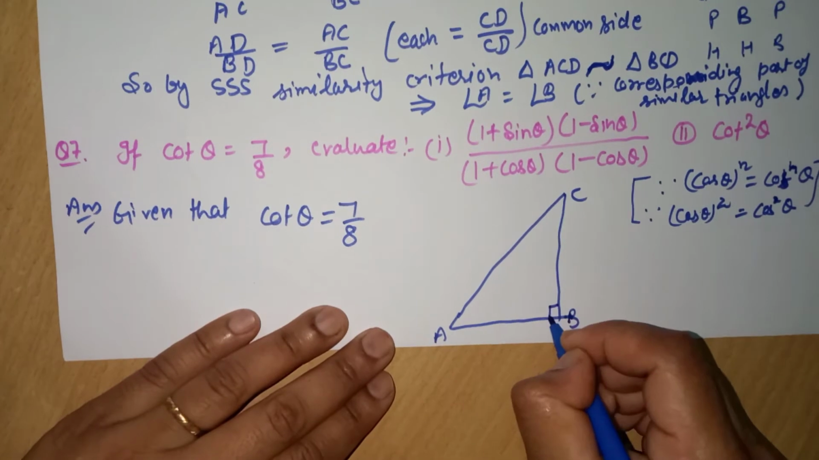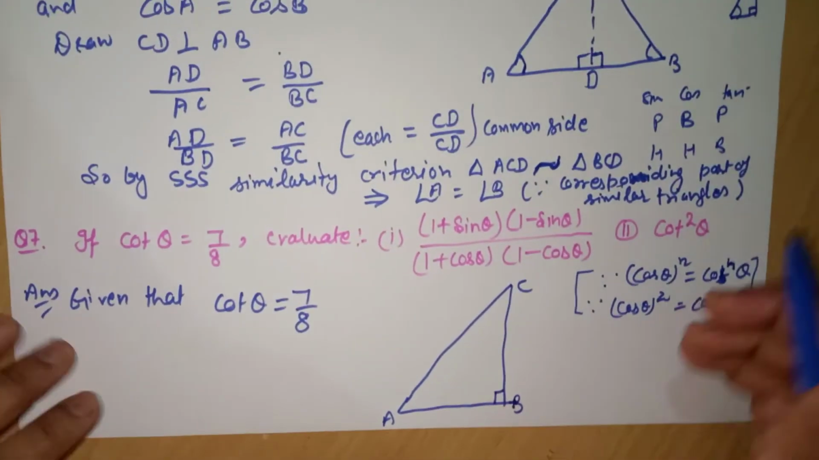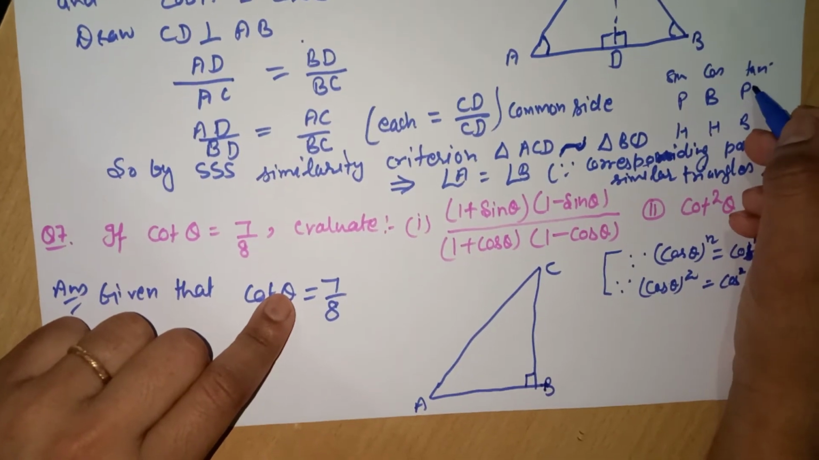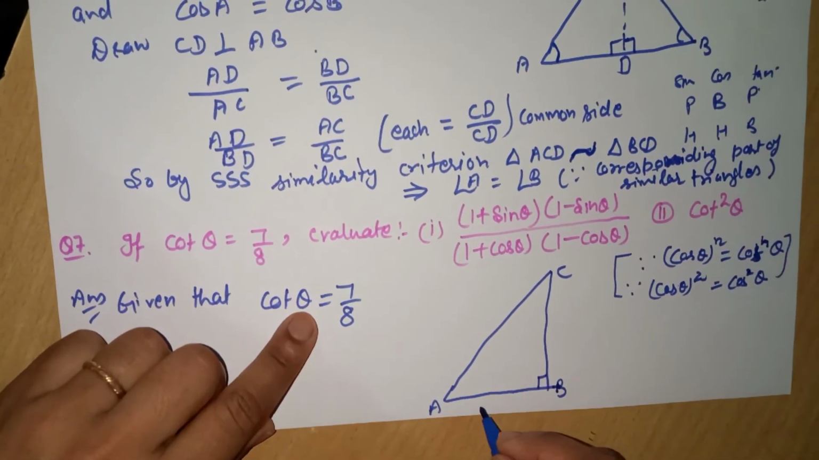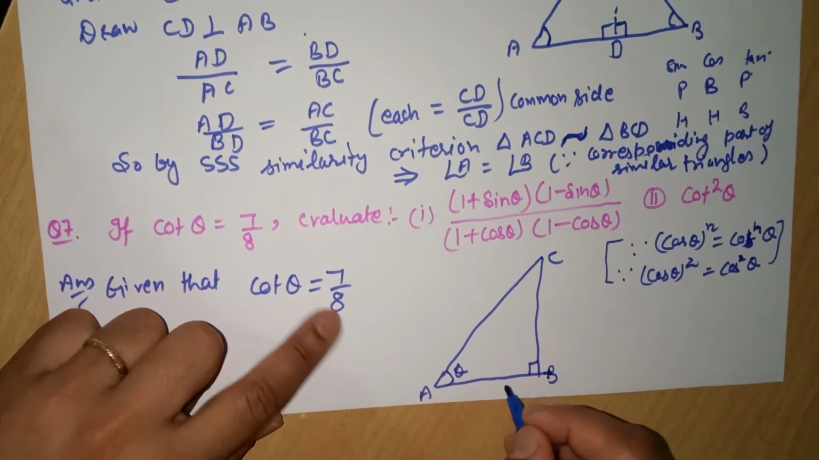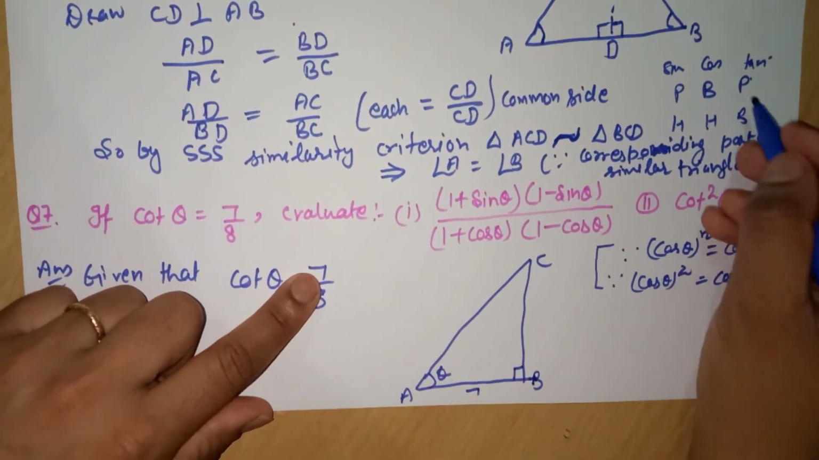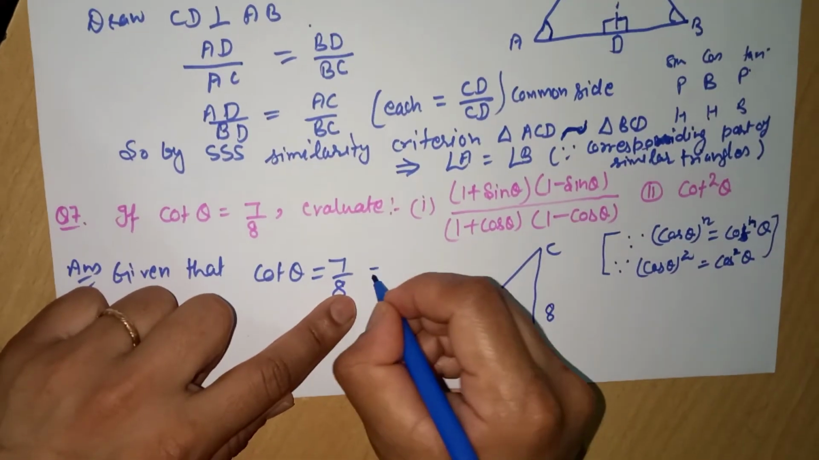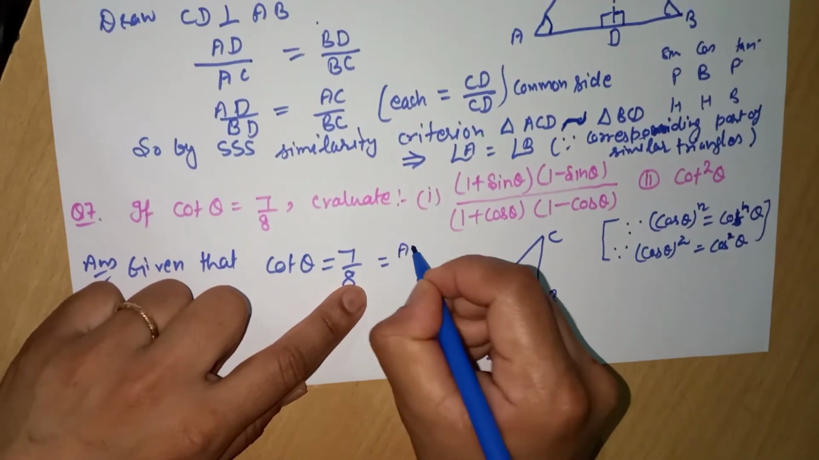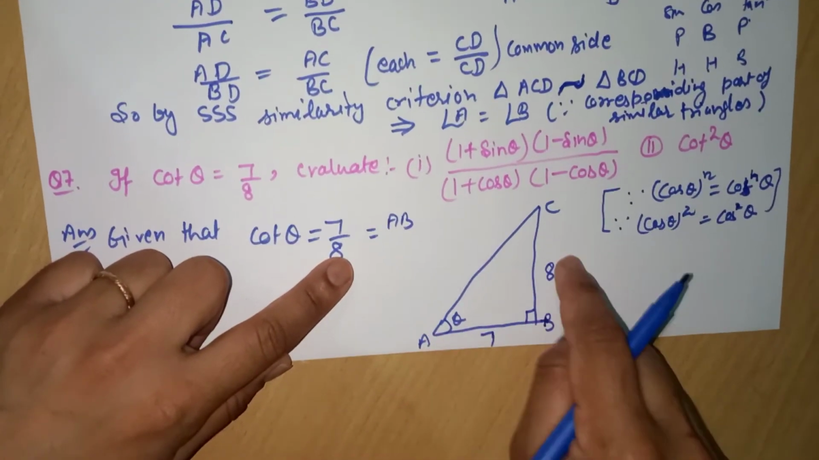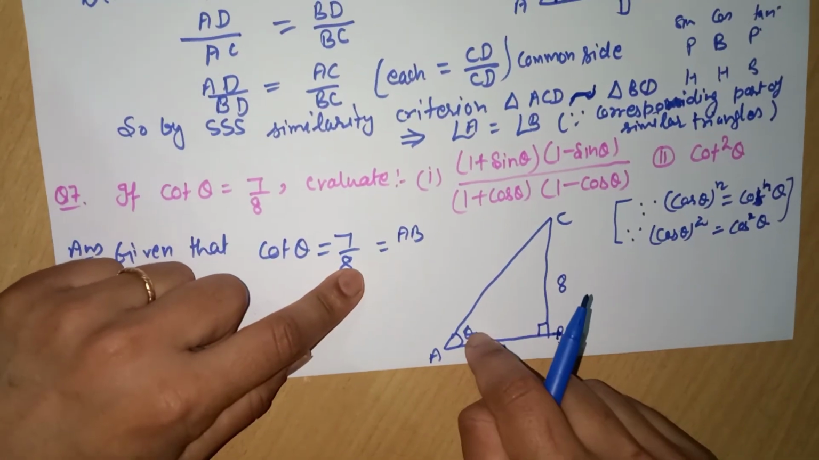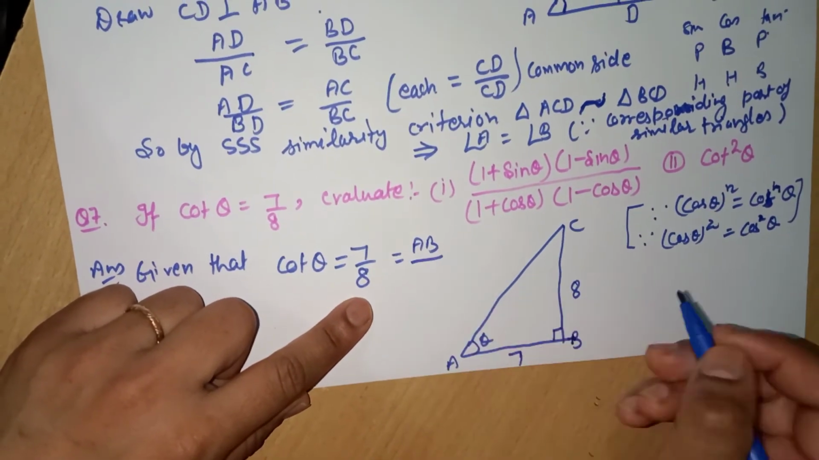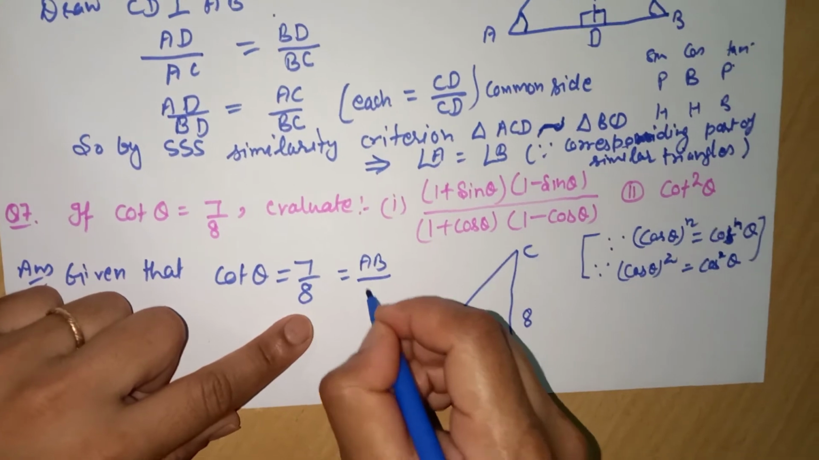Which is right angled at B. Now cot theta is equal to the base upon the perpendicular, since cot is the reciprocal of tan. Here the base is 7 and the perpendicular is 8. So we will write here AB, because it is the base, and the side opposite to angle theta is the perpendicular. So AB upon BC.